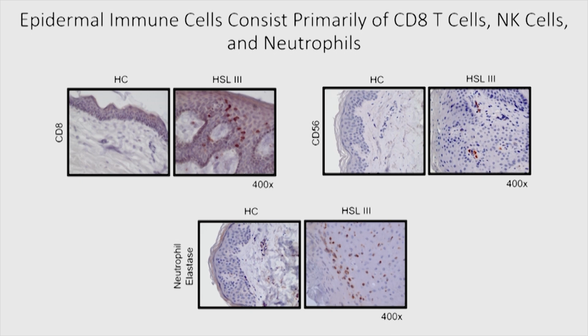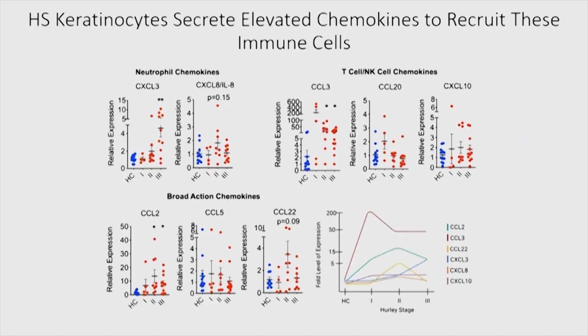We wanted to understand how these cell types are recruited to the epidermis, and our first hypothesis was really that keratinocytes may be the recruiters of these cells. And so we assessed the chemokine expression from keratinocytes in healthy control samples, as well as stage 1, 2, and 3 lesional keratinocytes. And what we found is, in fact, that these keratinocytes secrete chemokines that recruit neutrophils, such as CXCL3 and IL-8, as well as T-cell and NK-associated chemokines or broader action chemokines that can also recruit T-cells to the lesion, such as CCL3, CCL2, and CCL22.